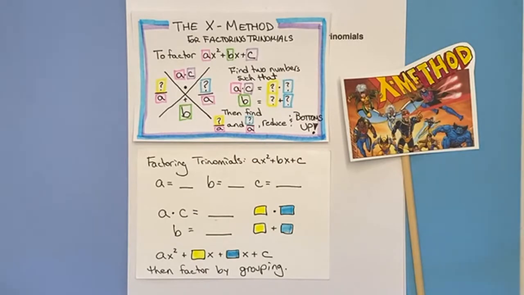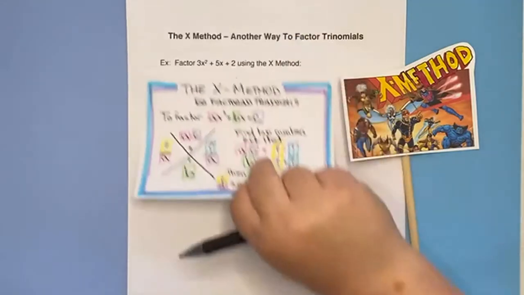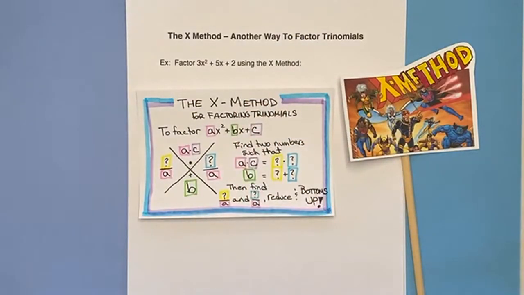Trial and error is slow and steady. You just keep banging away at the trinomial till it agrees to factor. So it's just wearing down your opponent, as opposed to coming in and being all pew, pew, pew, pew, and then being done. So it's up to you which method you'd like to use, but I'm going to do my best to try to explain how to use this method.